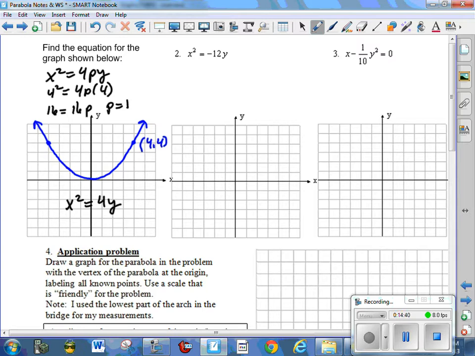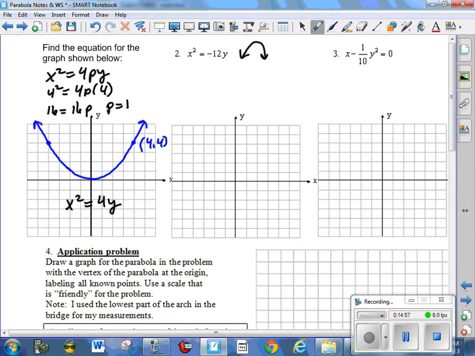The next one, we're asked to graph it. So I want you to think, which direction does it open? It has a -4p and an unsquared variable of y. You're right, it opens down. Opens down. Unsquared variable negative.